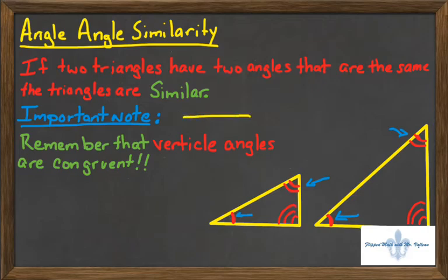Now, the other thing I want to point out is the important note here that says to remember that vertical angles are congruent. This is important because you have to remember what a vertical angle is. So let's take a look. Vertical angles are angles that are formed by a shared vertex. In this case, we have this vertex that is shared. And these two angles, because of the way the vertex intersects, will be congruent. So if you have a shared vertex, those two vertical angles will be congruent. And that's important as we go through this lesson.